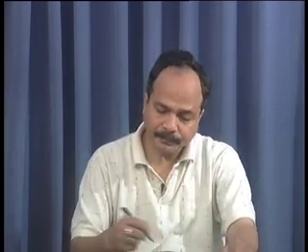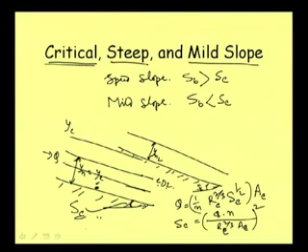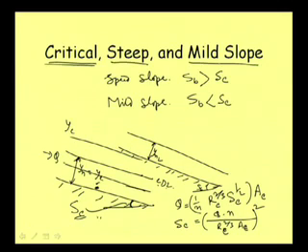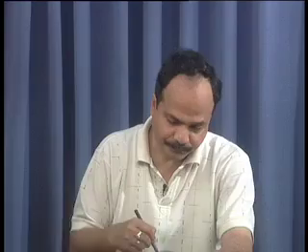So, these are some of the understanding regarding critical depth, steep slope and mild slope. Well, we will be using mild slope and steep slope in the classification of gradually varied flow, and that we will be discussing in the next class. Okay.